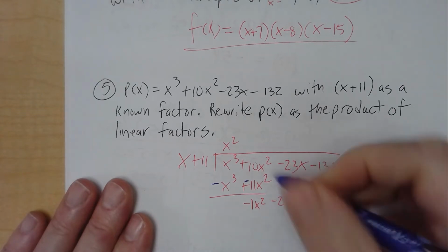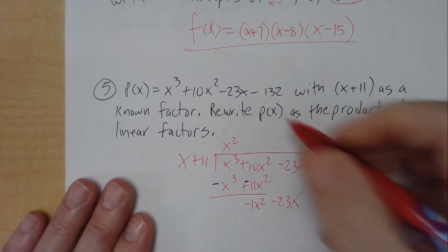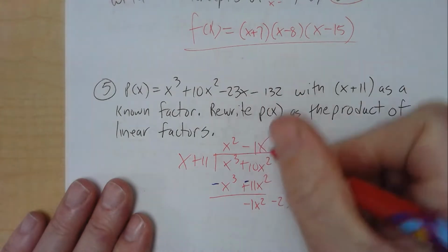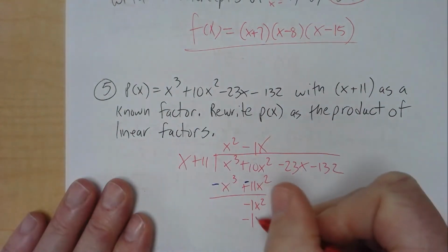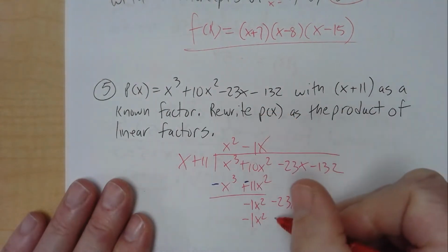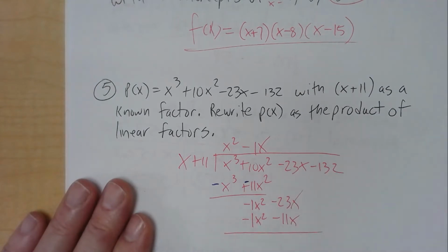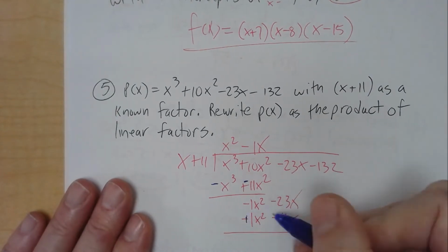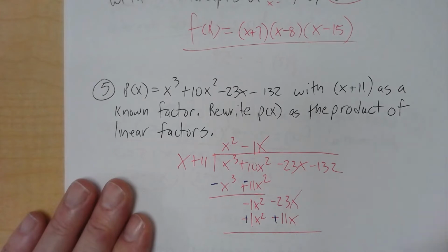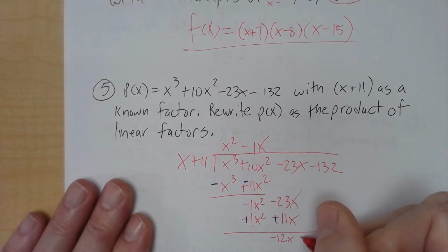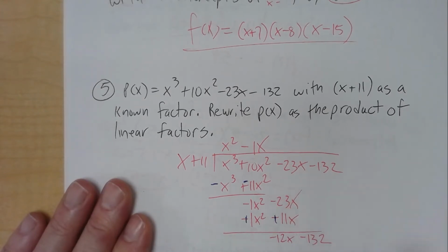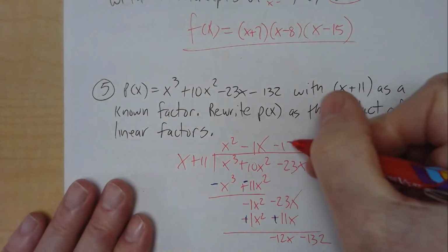Then we got to make this match, so I pick out negative 1x. Negative 1x times x is negative 1x squared. This times this would be negative 11x. I subtract, which means this is going to be addition. This is going to be addition, so it'll be negative 12x minus 132. Then I pick out negative 12.